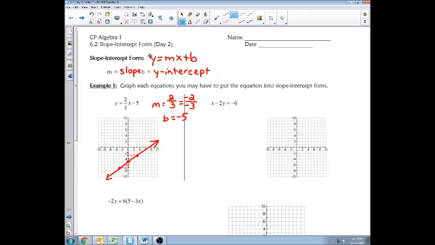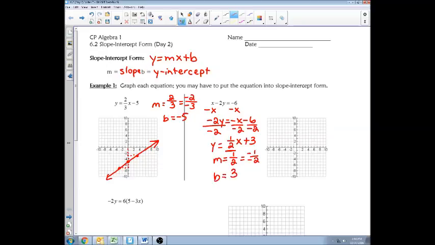Okay? On to the second one. It says that we may have to put the equation into slope-intercept form. In this case, we do. So I'm going to subtract the x. -2y equals -x minus 6. Divide by -2. So y would equal 1 over 2x plus 3. Okay? So then my slope is going to be 1 over 2 and -1 over -2. My y-intercept will be +3.